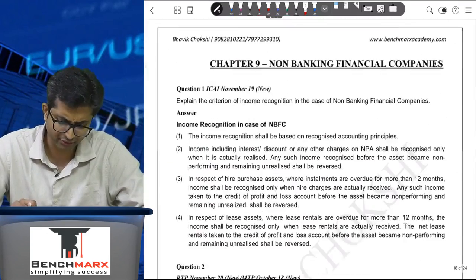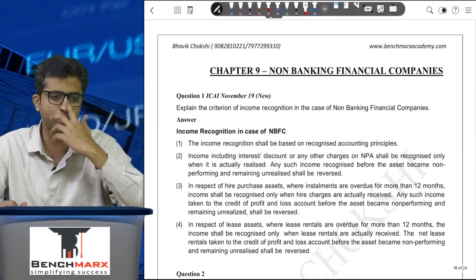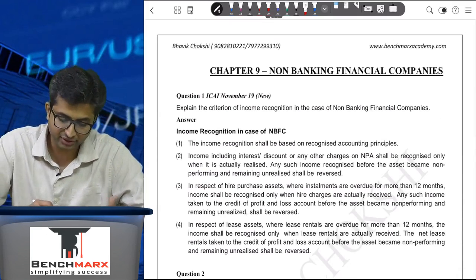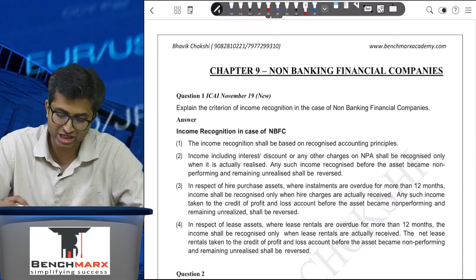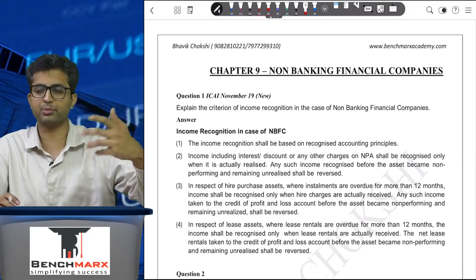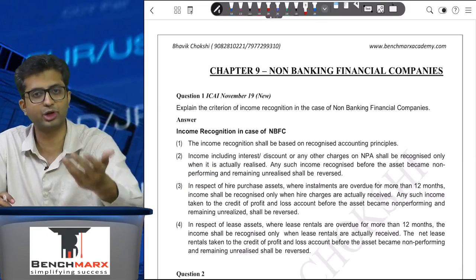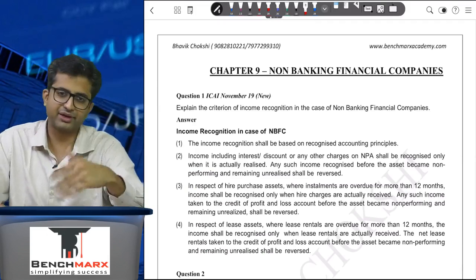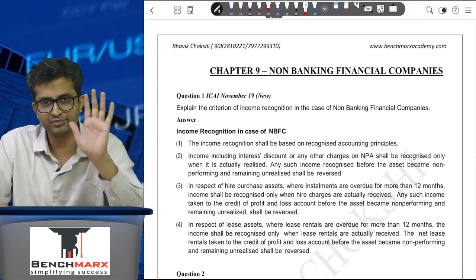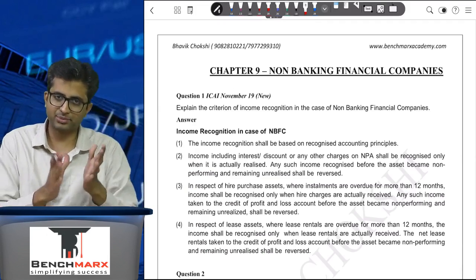Okay, that takes care of banks. Then we go to NBFCs. For NBFCs, the exam question that had come was income recognition. Now some of you may think that since it came in November 19, it will not come again. Please do not apply such unique thoughts. It is a small 20-page theory, please read it.